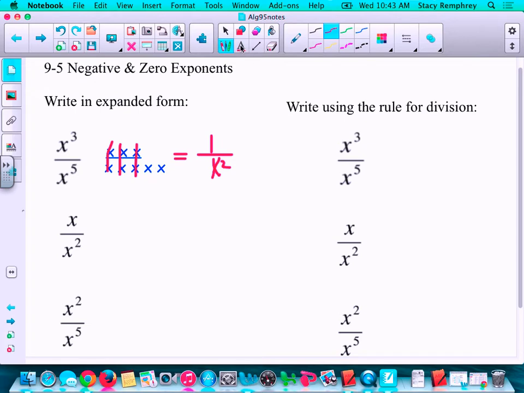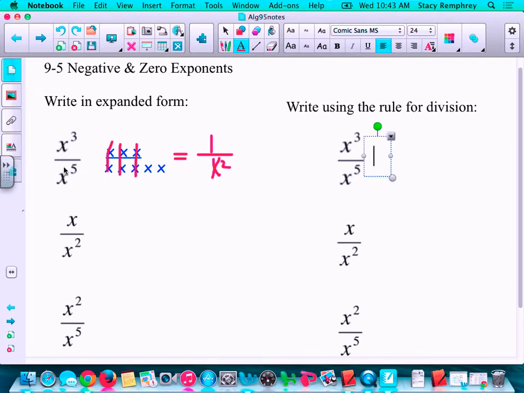Okay, we're going to repeat that. Let me do this over here and then we'll talk about that. When I do the exact same problem, x cubed over x to the fifth, and I use the rule for division, that's going to be x, and I'm going to subtract the exponents. We talked about that yesterday. So 3 minus 5 is negative 2. So these are the answers, this red one here and this, to the exact same problem. They're just shown differently.